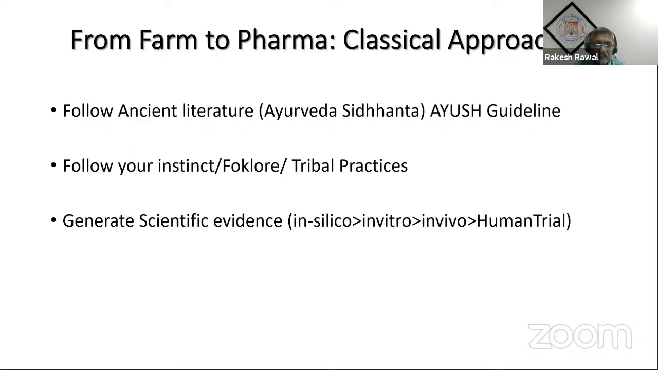But we being the scientists, we don't believe in those, right? So what we do is we try to generate scientific evidence. So how can these scientific evidences be generated? In the current situation, it is in silico. That means whatever prediction you do in computer using bioinformatics, based on those clues, you try to simulate them and you try to validate them in vitro. After in vitro, in vivo on various animal models, and then you try to conduct human trials.